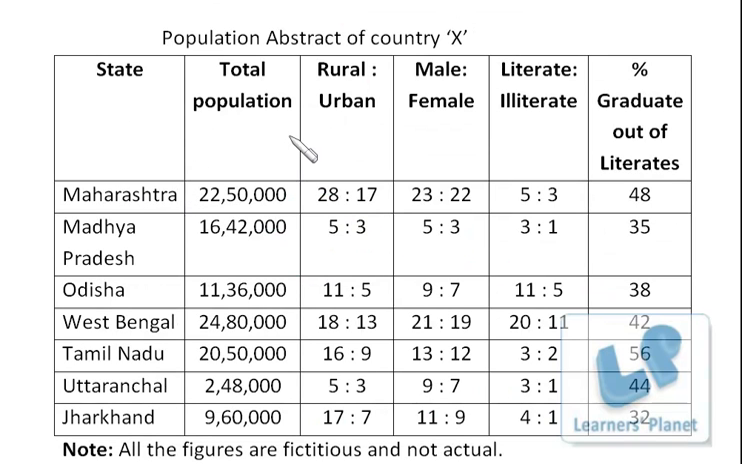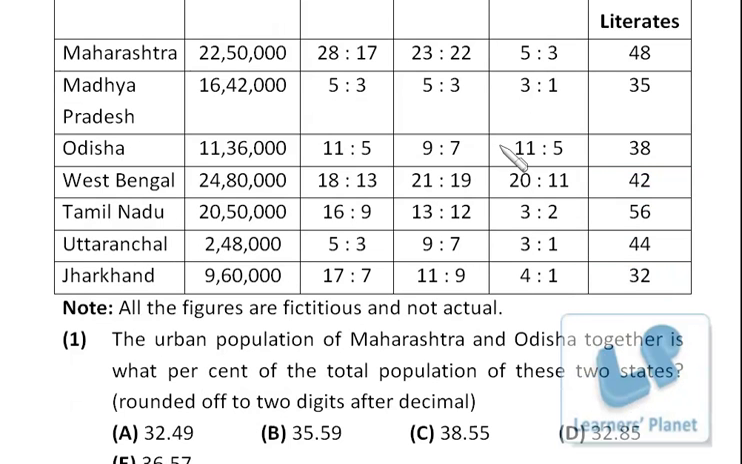Now, population abstract of country X, in fact seems to be India only. Maharashtra, Madhya Pradesh, all the states are there. 1, 2, 3, 4, 5, 6, 7 states are there. Total population, rural, urban ratio, male, female, literate, illiterate, graduates out of literate. Okay, so let's see the first question. Again, so many data are there. Maybe all the questions involve a good amount of calculation.